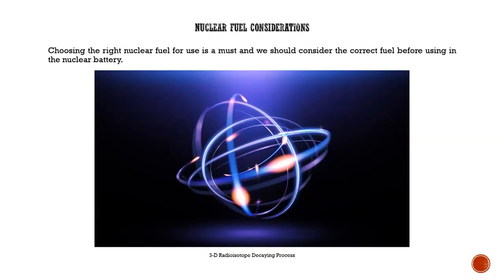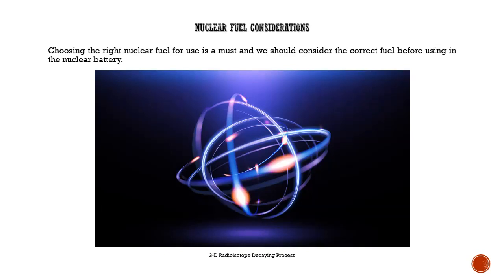Now, what we have to consider when we look for nuclear fuels, or the materials which will generate the nuclear power in a nuclear battery. Choosing the right nuclear fuel is a must, and we should consider the correct fuel before using it in the nuclear battery. So, we should avoid gamma emissions in the decay chain. They are really harmful radiations for living beings and the environment.